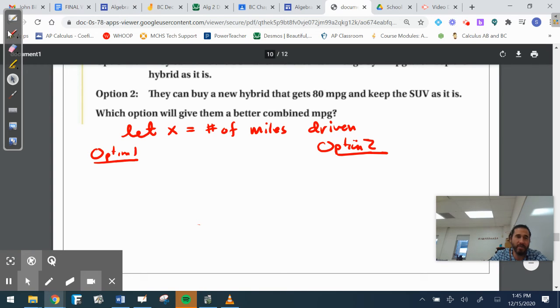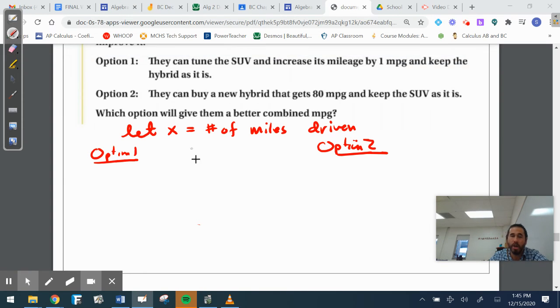All right, how would I set up something like this? Well, option one is the wife drives X miles, the husband drives X miles. That's miles, and we want to figure out what gives me the best miles per gallon. So miles on top per, and on the bottom goes gallons. Well, how do I figure that out?